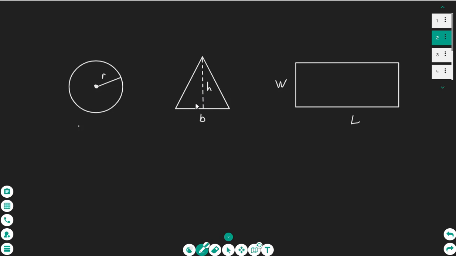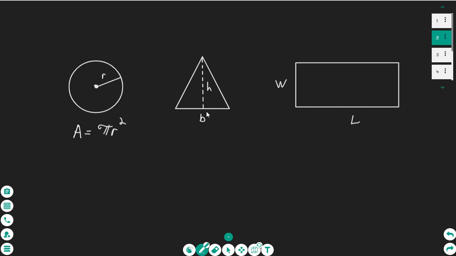In previous lessons, we've learned how to find the area of different shapes. In fact, all three of these shapes we've discussed in previous lessons. So just as a quick review, how would I find the area of a circle? What is the formula for it? I'll give you a second to say it out loud. The formula is area is equal to pi r squared, right?